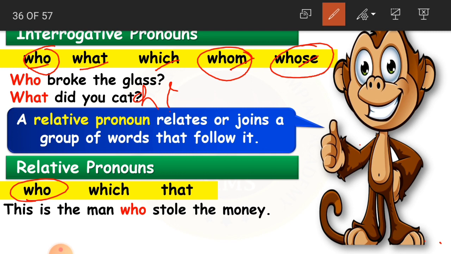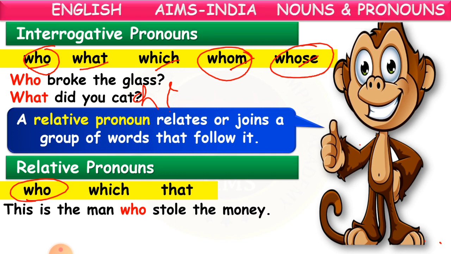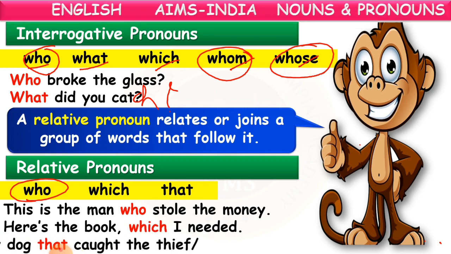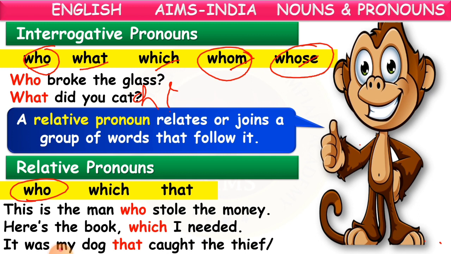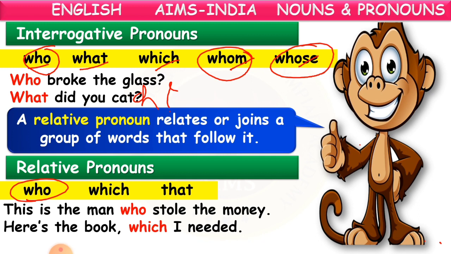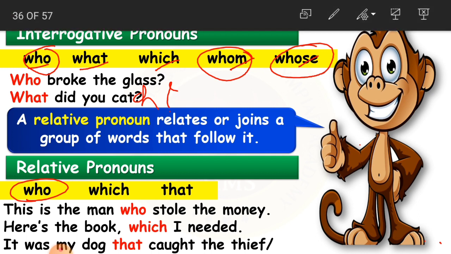Then the next one. Again, what did we learn? That which also refers to an object, a thing. Like in the sentence, here's the book which I need. We are referring to the book here. Book is an object, it is a thing. So that is why which is used to refer to a thing. Yesterday I said I'll tell you today about that.